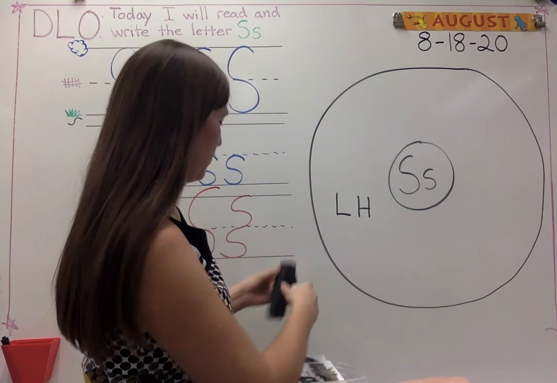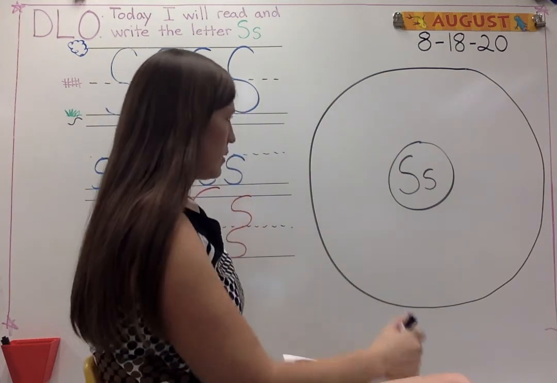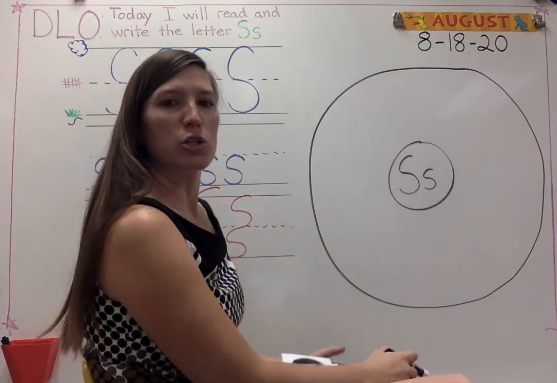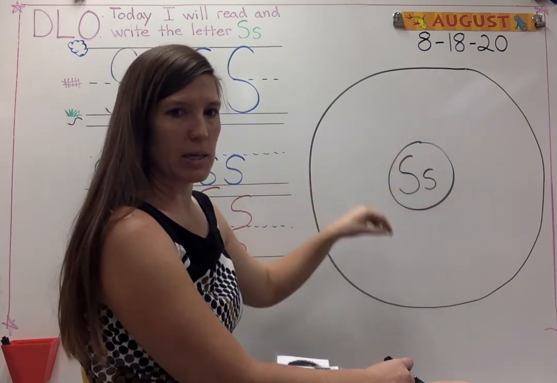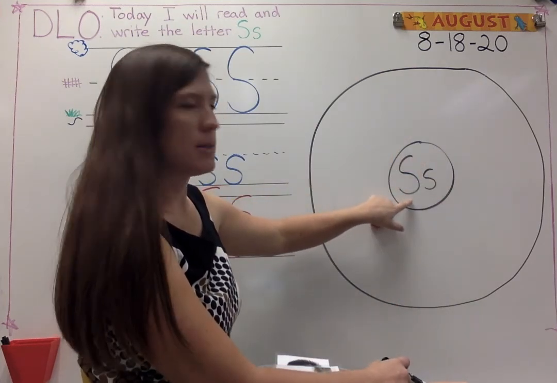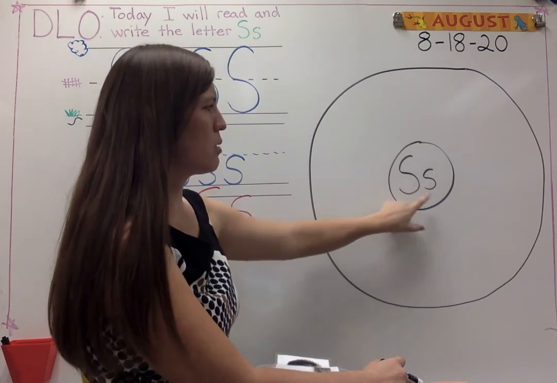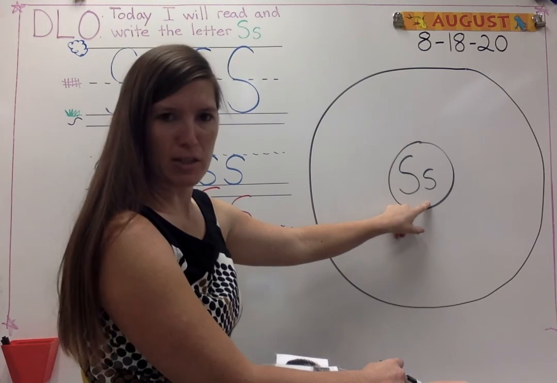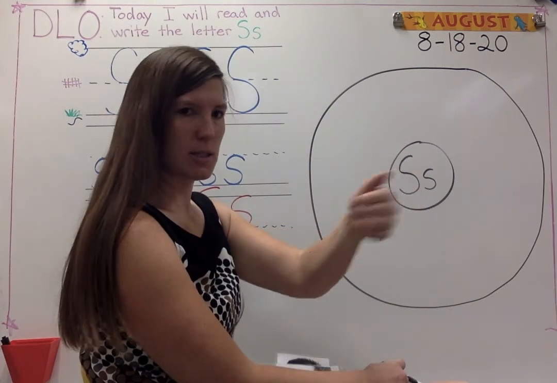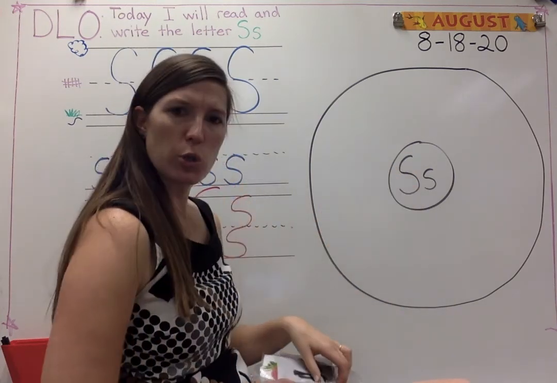Now I'll erase that. This is a graph. It's called a circle map. A circle map helps us brainstorm ideas. In the middle is the main idea. What's our main idea? What letter did we just learn? S. S. I'll show you a picture.